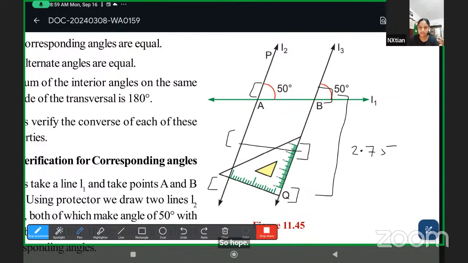Steps of construction. Anaya, Sunyan, hello. Hope the steps of construction are clear to you. Yeah, I wrote it all down. You wrote it all down. Okay, good.